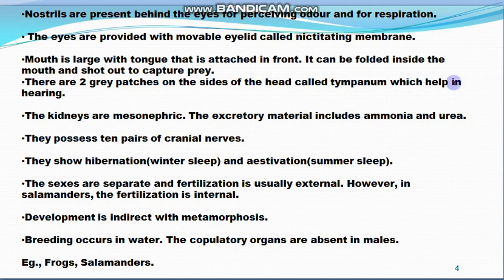And the kidneys are mesonephric, and the excretory material includes ammonia and urea. So the kidneys function for excretion, and the excretory material contains ammonia as well as urea. And they possess 10 pairs of cranial nerves. 10 pairs of cranial nerves are present in amphibians, and they show hibernation and estivation.